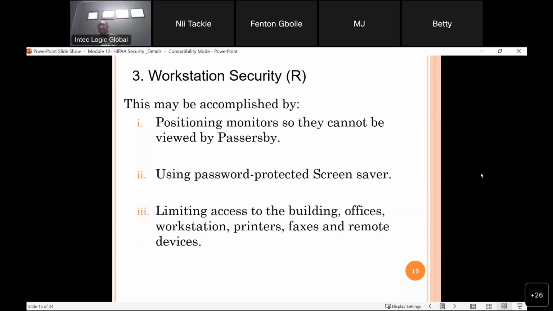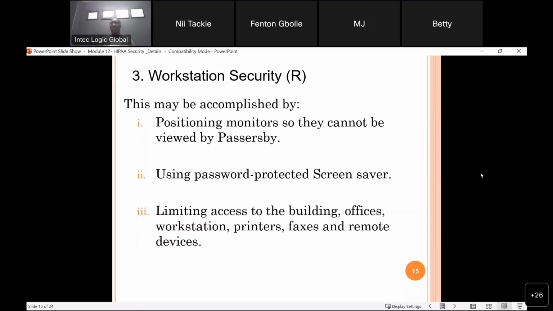As you use the workstation, there need to be also some security measures taken. This may be accomplished by positioning monitors so that they cannot be viewed by passers-by, right? Sometimes somebody comes and leans on the desk as if they are talking with you. You may never know the type of glasses they are wearing. Some people are smart, those hackers. They may be wearing some recording glasses. They lean and as if they are talking to you, not knowing they are looking at the screen behind you and trying to record everything, right? It's very, very important.